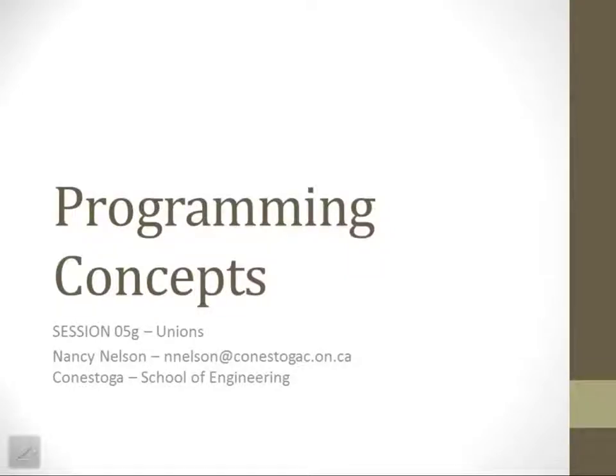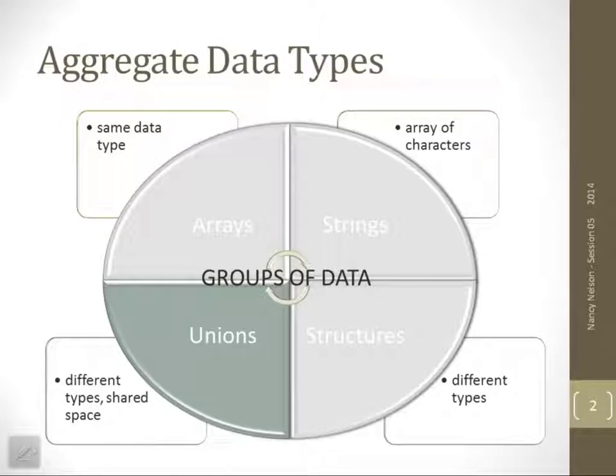In this session, we're going to look at unions. Unions are the last of our aggregate data types. We've talked about arrays, strings, structures, and now unions. Now we don't use unions a whole lot, but occasionally you'll find applications for them in embedded systems where we're talking about registers that share physical space.